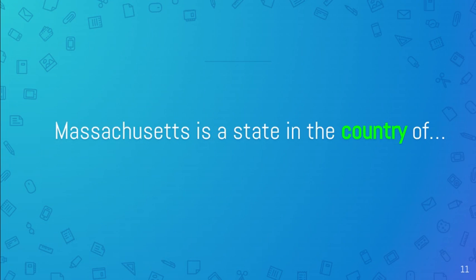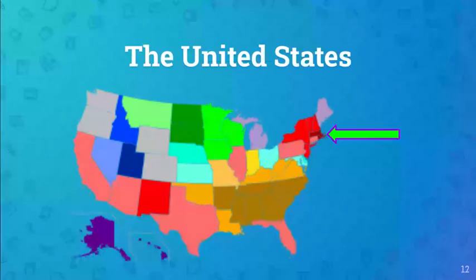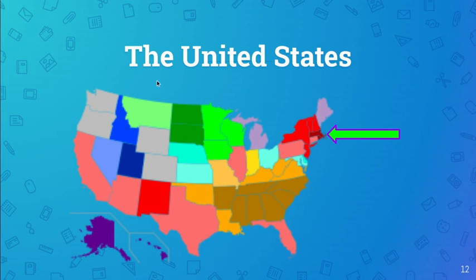This one I'm sure you know, but Massachusetts is a state that's located in the country of, so our country is called the United States. And this is a map of the United States. And this little tiny dark red state is Massachusetts. So we are a very small state in a very large country. However, we are a pretty important state. Lots of important things have happened in Massachusetts throughout our history. So even though we're small, we're pretty mighty.